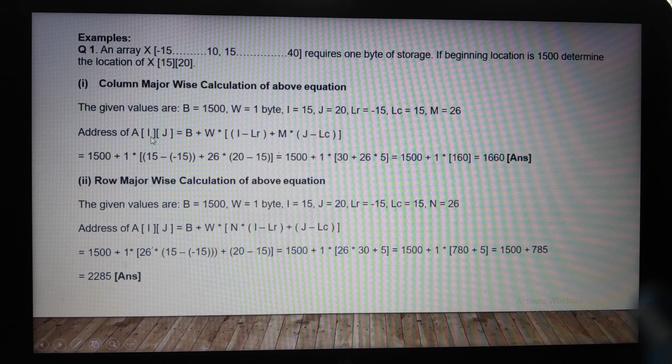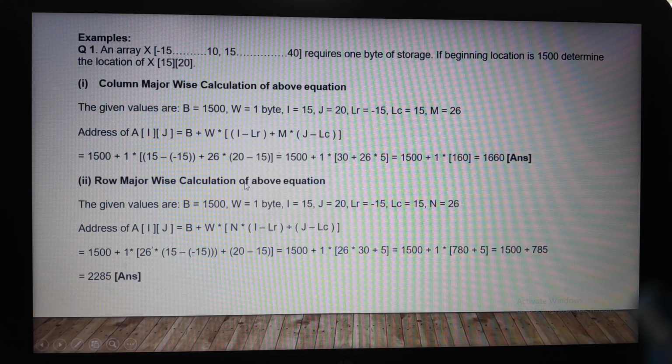Now if we go by the formula, a i j is equal to b plus w into i minus lr plus m into j minus lc. So it is 1500 plus 1 into 15 minus minus 15, that is 15 plus 15 is 30, plus 26 into 20 minus 15, and 20 minus 15 is 5. So it's 1500 plus 1 into 160. So 1660 is the answer.